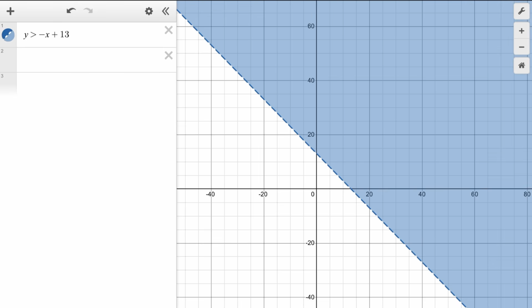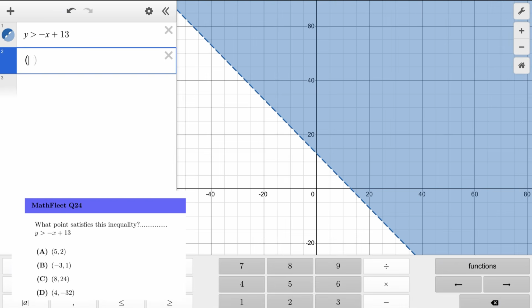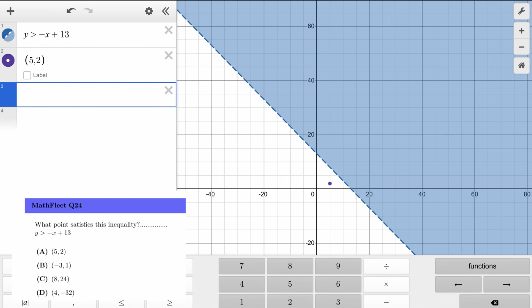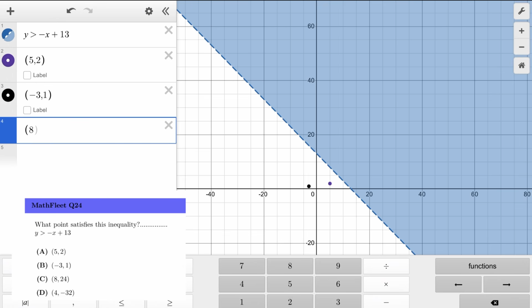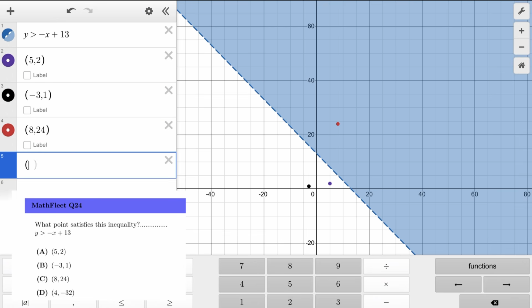Now, before we get into the difficult to understand regressions, let's get inequalities over with. College Board may ask you to find which point satisfies an inequality. All you do here is type the problem into Desmos, type the points in alongside, and whichever lands on the shaded region is the correct one.